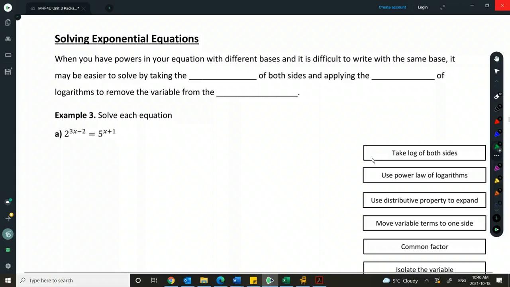So here's a bit of a different example. When you have powers in your equation with different bases, it's difficult to write those with the same base, right? Some of them, it's easier, right? 4 and 32, 5 and 25, 5 and 125, anything like that. But if it's not easy, like we have 2 and 5 in this example here, sometimes it would actually be easier to solve by taking the log of both sides.